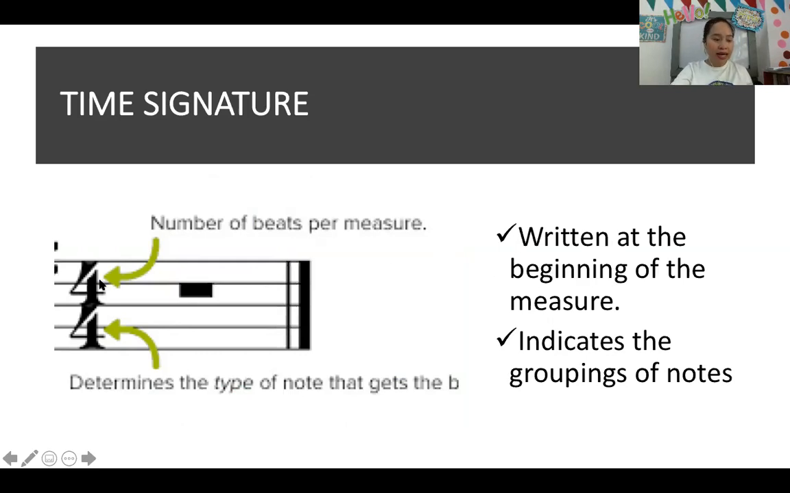The number on top is the number of beats per measure. Each measure is divided, grouped by a bar line, which later on we'll get to know about. So this number indicates the number of equal beats in a measure. Equal beats because it is constant, steady, repetitive, it keeps coming back as a pattern. And the number below indicates the kind of note that gets one beat. You have your example in your book on page 11.